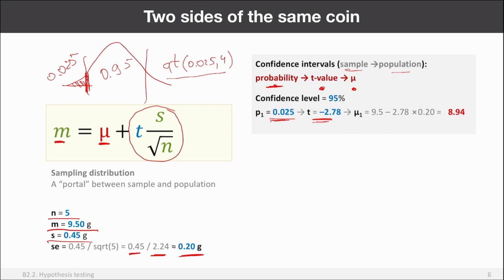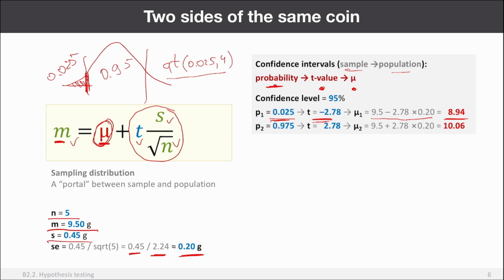And then based on this t-score and the sample statistics, we can compute the average, right? In this case, the t-score is known, S is known, N is known, M is known. So the only unknown in this equation is mu, and we can compute this unknown mu by simply putting it all together. And this is our estimate for the left boundary of our confidence interval, right?